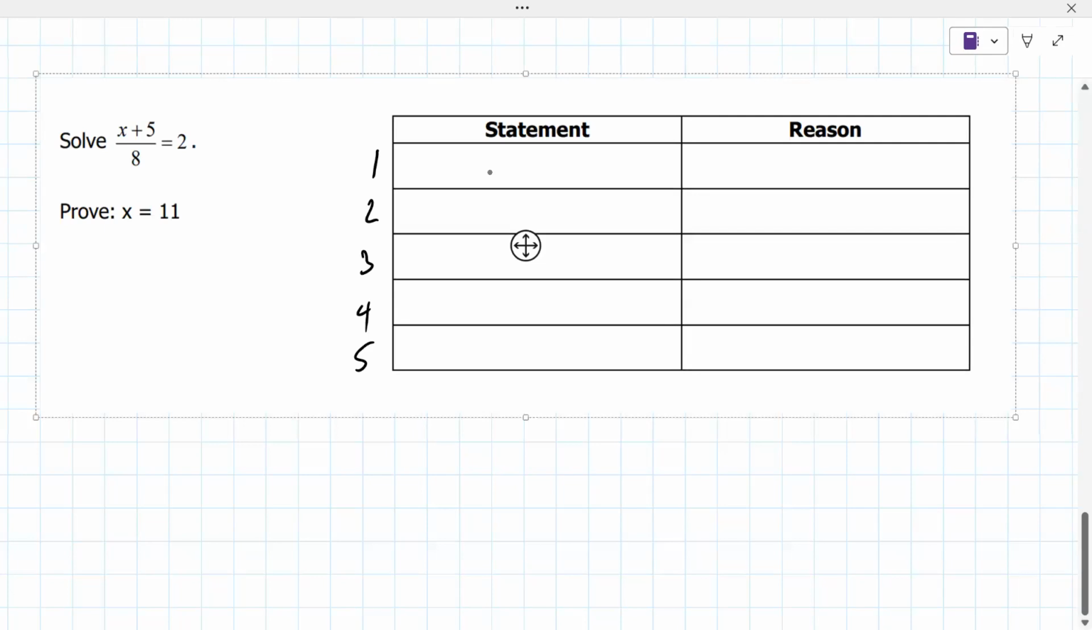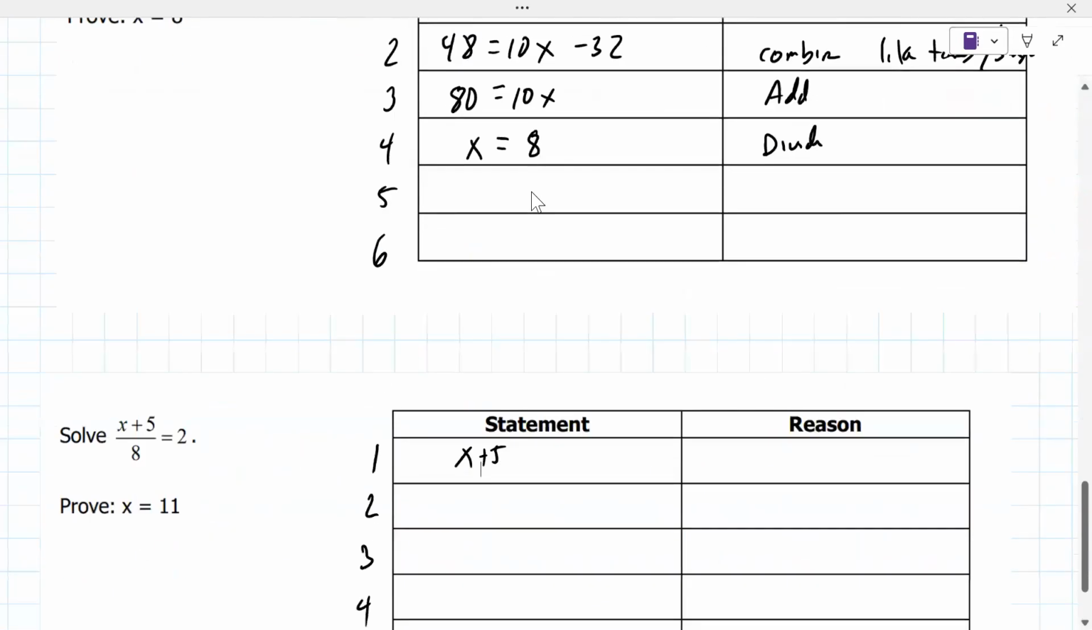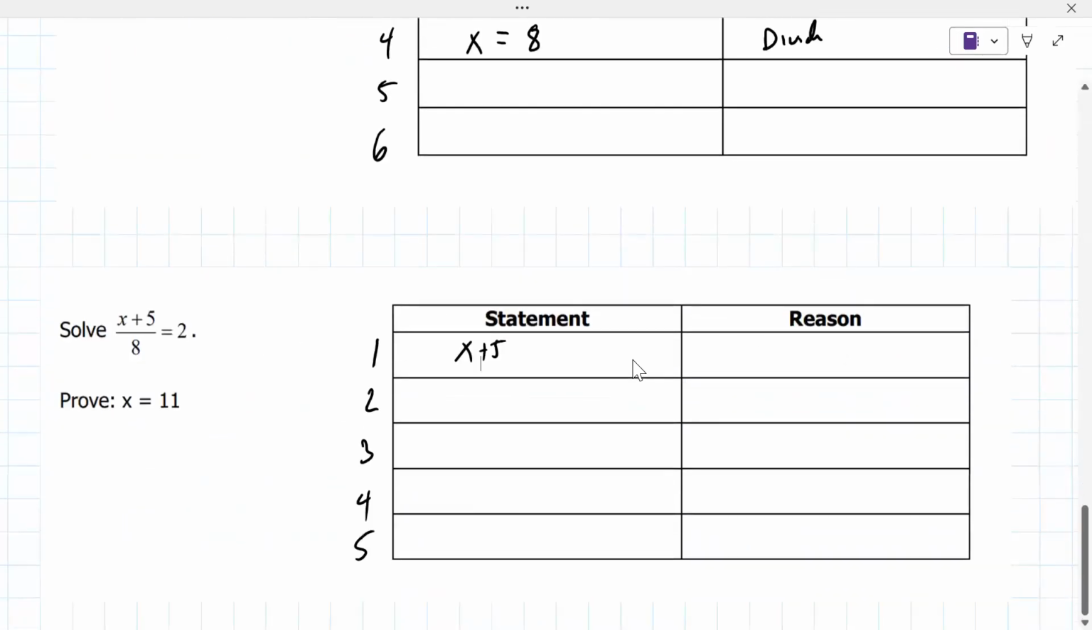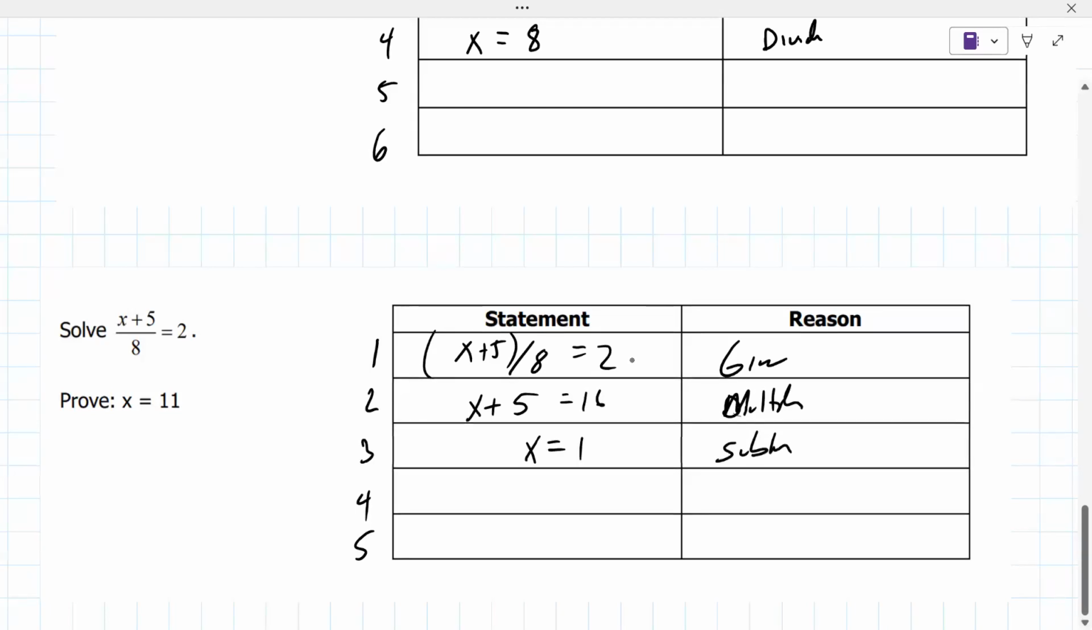You multiply by 8. So the first one, maybe I didn't do this on the first one. The first one is always the given. So this all should have been shifted down. That's me, I should have said that. All right. Give me the next line after you multiply. You get X plus 5 equals 16. Okay, good. And then you subtract, and then you get X equals 11. Good.